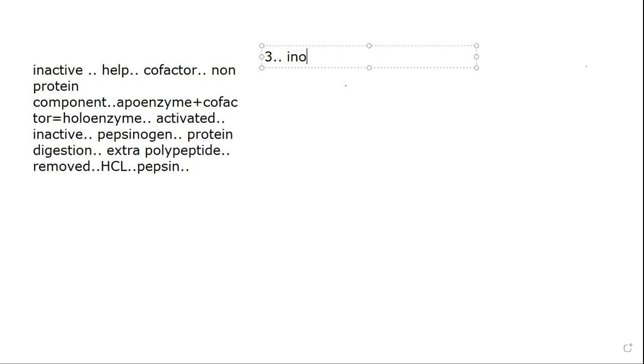Cofactors can be inorganic or organic in nature. If they are inorganic, for example zinc, iron, chloride, these are known as activators. They attach to the enzyme, activate the enzyme, and then fall off. If they are organic in nature, then we call them coenzymes.